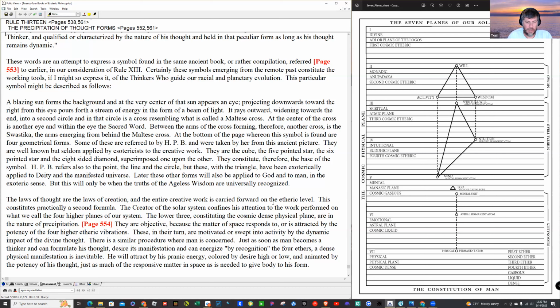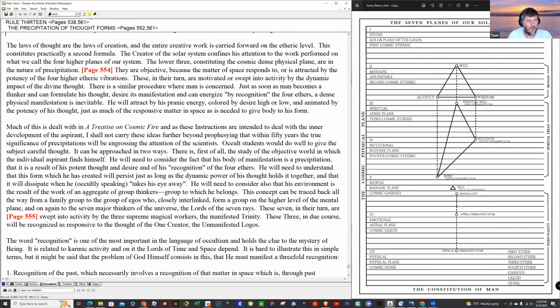Later, these other forms will also be applied to God and to man in the exoteric sense, but this will only be when the truths of the ageless wisdom are universally recognized. The laws of thought are the laws of creation, and the entire creative work is carried forward on the etheric level. This constitutes practically a second formula. The creator of the solar system confines his attention to the work performed on what we call the four higher planes of our system. The lower three, constituting the cosmic dense physical plane, are in the nature of precipitation. They are objective because the matter of space responds to or is attracted by the potency of the four higher etheric vibrations. These, in their turn, are motivated or swept into activity by the dynamic impact of the divine thought.